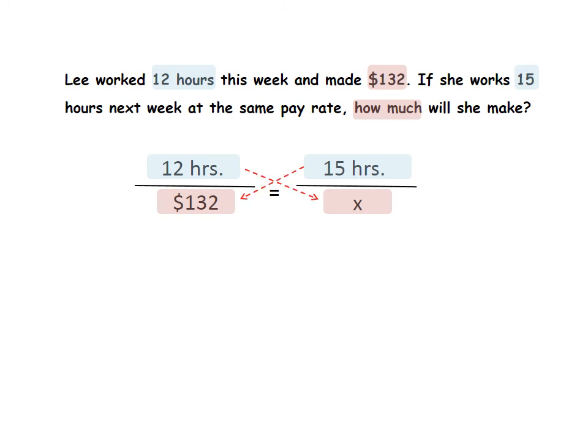Cross multiply, 12x equals 1980, which is 15 times 132. Divide both sides by 12, and we end up with x equals $165. So if she works 12 hours and makes $132 at that same pay rate, if she worked 15 hours, she would make $165.